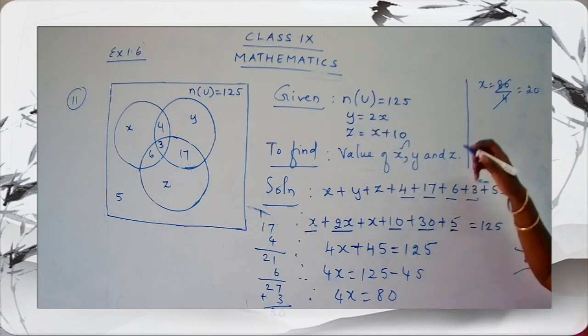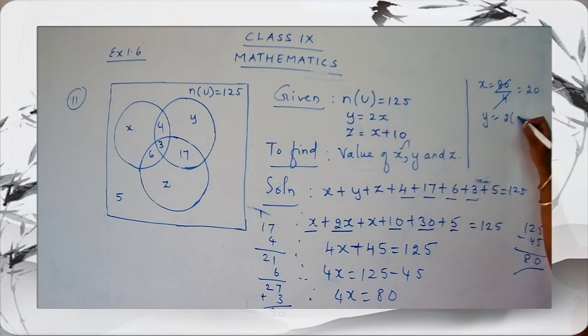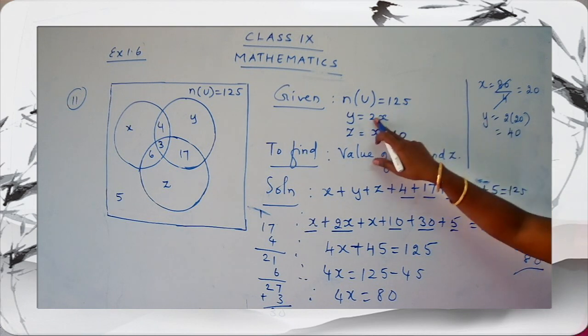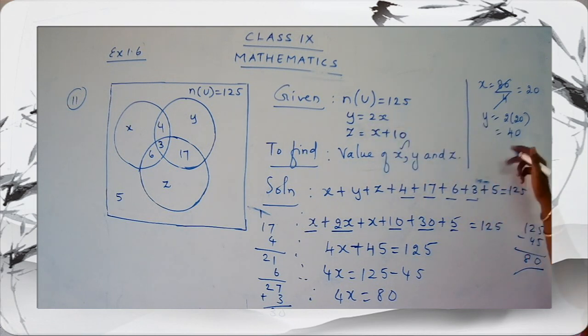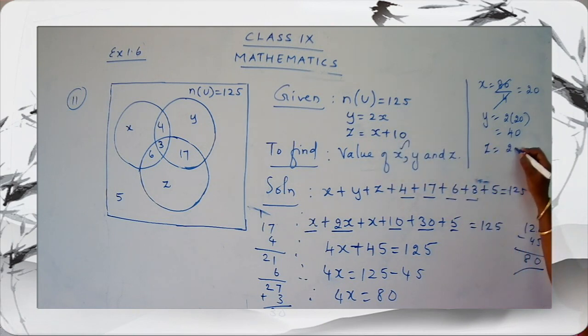Now you have to find out the value for y. So y is equal to 2x. So 2 into 20, that is 40. This is a form of multiplication. So 2 into 20, 40. And at the last, z, that is x plus 10. So 20 plus 10, which is equal to 30. So we have found all the values. We have found the values for x, y, and z.